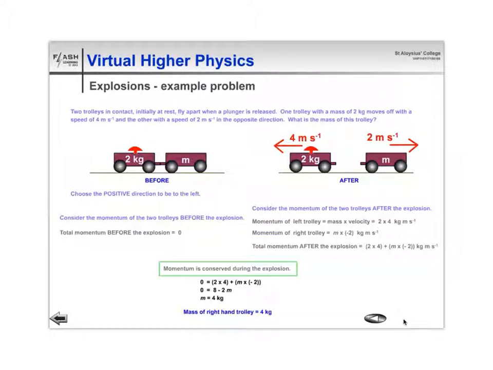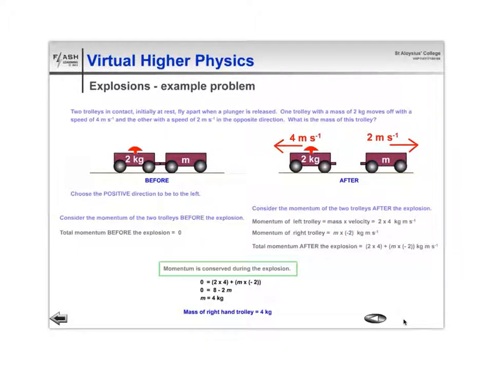If we look at after the collision though, then we have the right hand trolley, the left hand trolley. We've taken the left to be positive in this example, moving at 4 meters per second, so it has a momentum of 8. The other one's moving at 2 meters per second to the right, so it's -2 in this example.